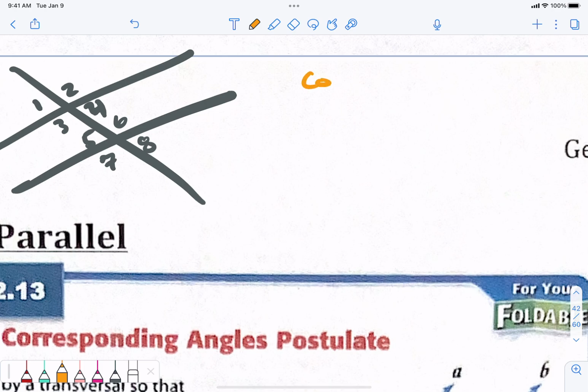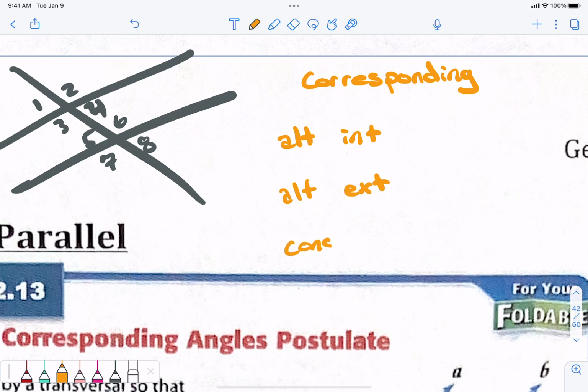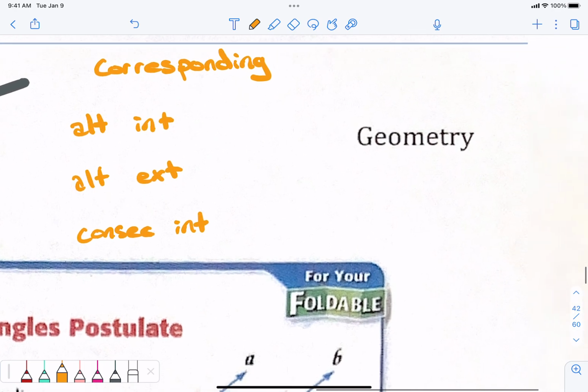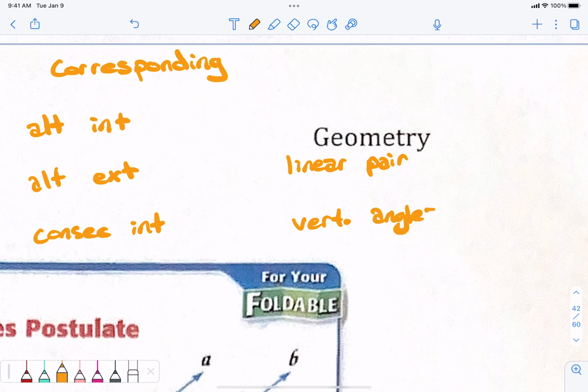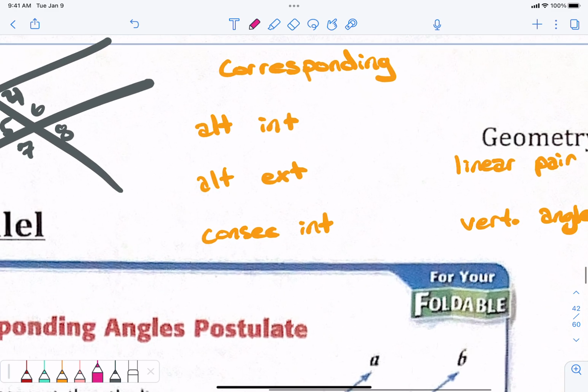We have corresponding angles. Let's just review what these are. Okay, corresponding, we have alternate interior, we have alternate exterior, and we have consecutive interior. You don't have to write this down, but I'm going to ask you which pairs are which. Then in addition to that, we have linear pair, and we have vertical angles. You don't have to write this down. I'm going to, and we're going to list these pairs.